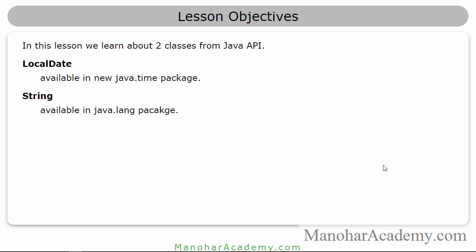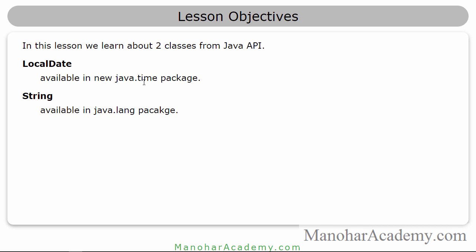In this lesson, we are going to learn about local date. The slide says two objects, but we are going to cover only local date in this lesson. We are going to cover string in the next lesson. Okay, the local date is available in the java.time package. We haven't learned about what packages are and all those things. I will cover that in the next lesson.